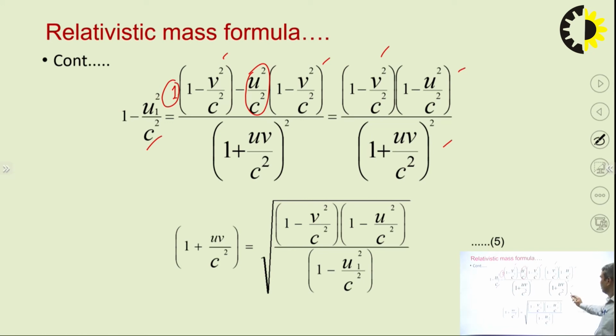So, if we take 1 plus uv by c square on the right hand side and the rest of the terms on the left hand side and take the square root, we get 1 plus uv by c square is equal to under root of (1 minus v square by c square)(1 minus u square by c square) divided by (1 minus u1 square by c square). So, this is equation number 5.